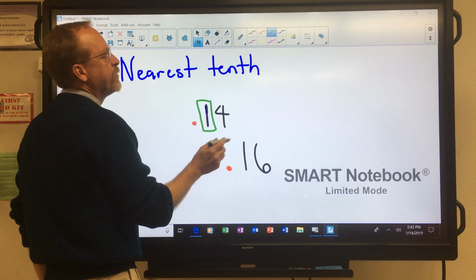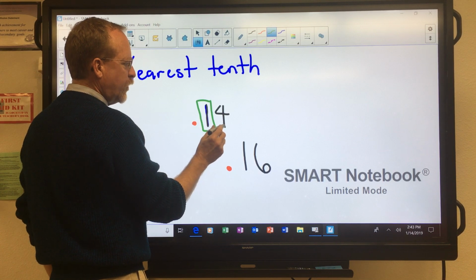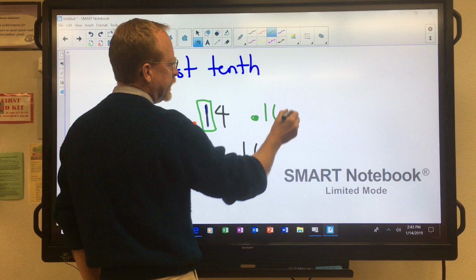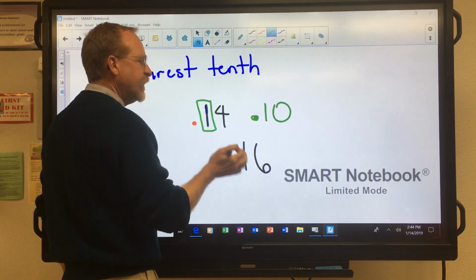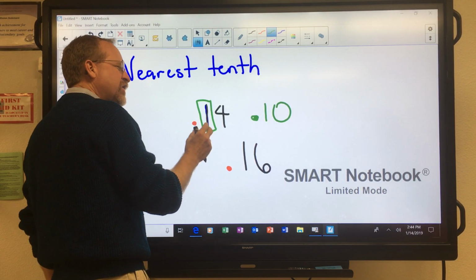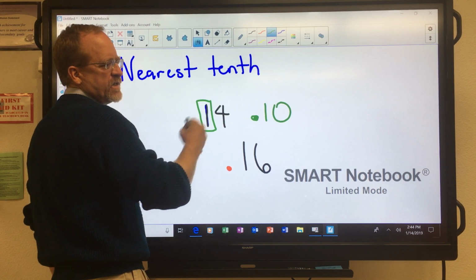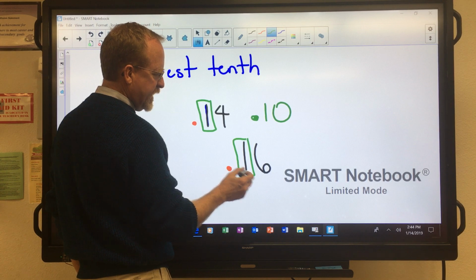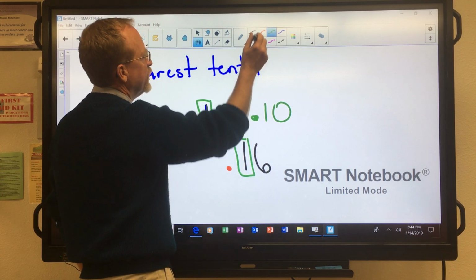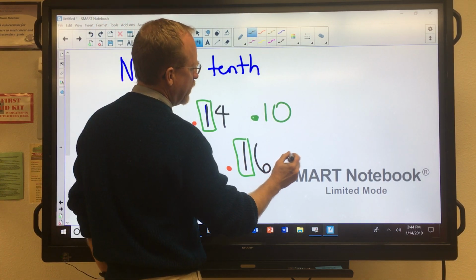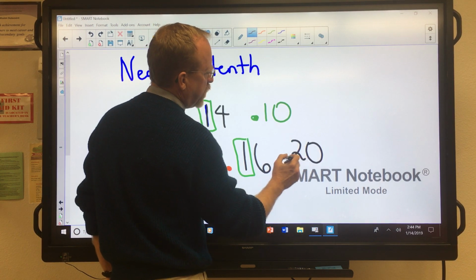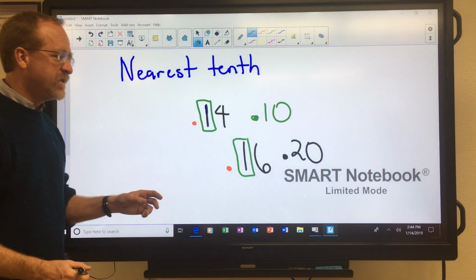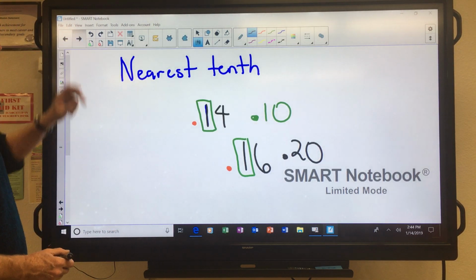The rule is if it's 4 or lower you hold, so this would round off to 0.10. If you're thinking money, 14 cents is closer to 10 cents than 20 cents. But here, I'm looking at the tenths, we have a 6. So this time, it's going to bump up, and it's going to be 0.20. Think of it this way, 16 cents is closer to 20 cents than it is to 10 cents.